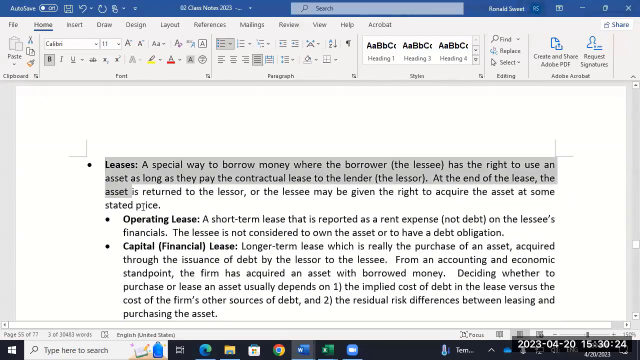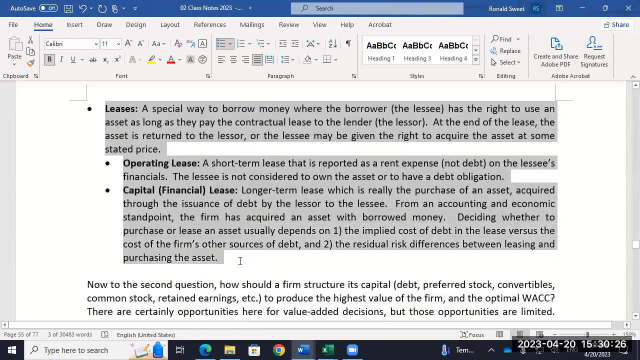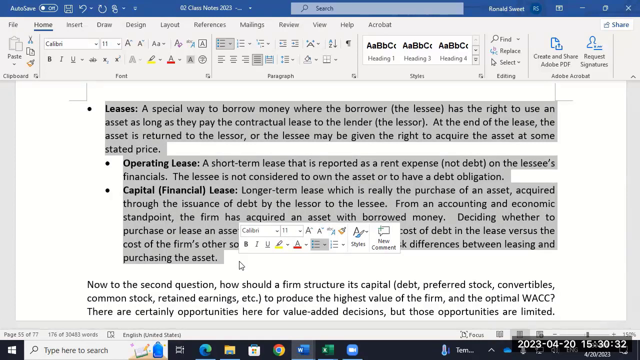So leases are a form of borrowing. And here's where I think accounting has changed dramatically. Y'all probably know this better than I do. There used to be operating leases and capital leases. My understanding, and we have some accounting majors in here, don't we? My understanding is that operating leases are going away, that there will no longer be operating leases, only capital leases. It makes a big difference. But they're both, in a sense, borrowing money.